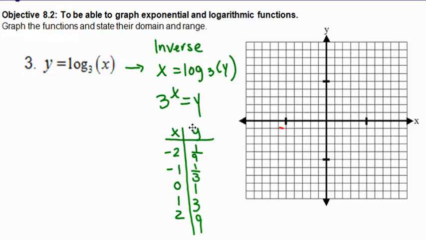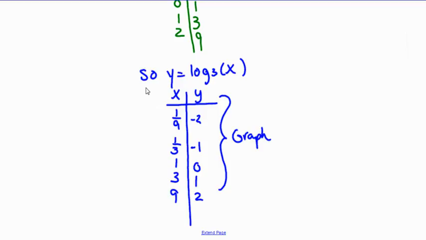Now, we're not going to plot these values. This is for our exponential. We can use these, though, to create our logarithm. If this is the inverse, what we can do to go back to that logarithm is switch our inputs and outputs. So these are now our inputs, and these are now our outputs. So when I go to graph log base 3 of x, these are the points I'm going to use.